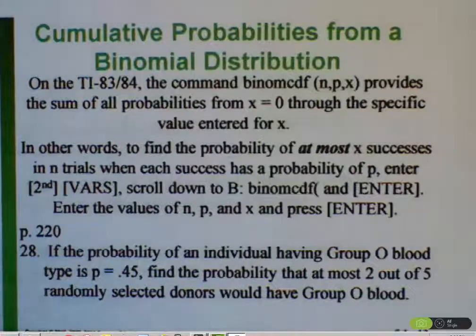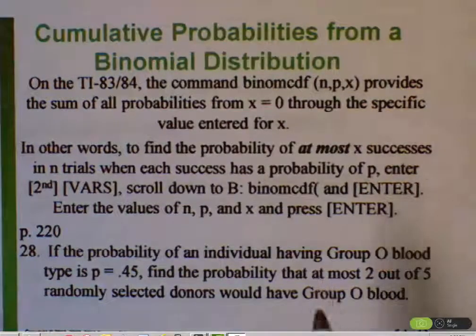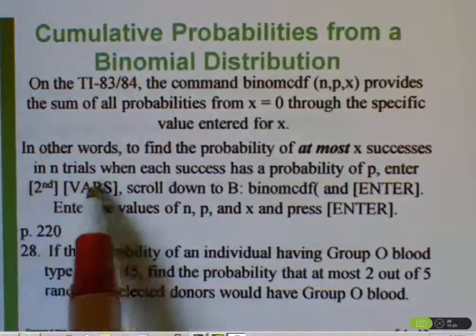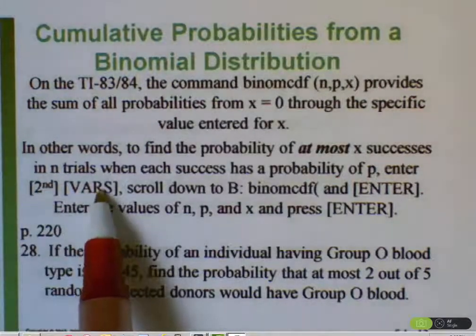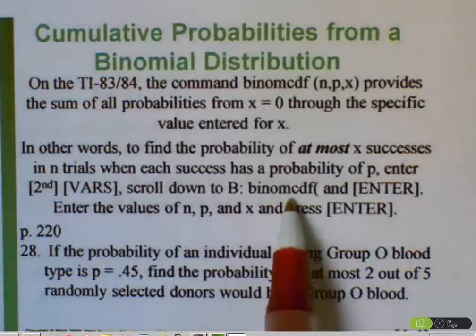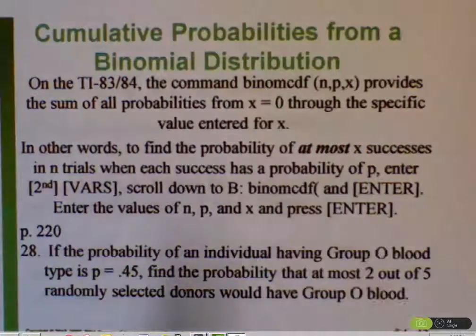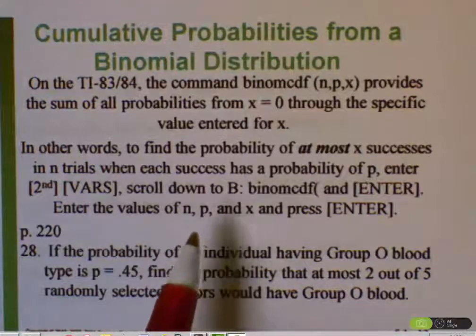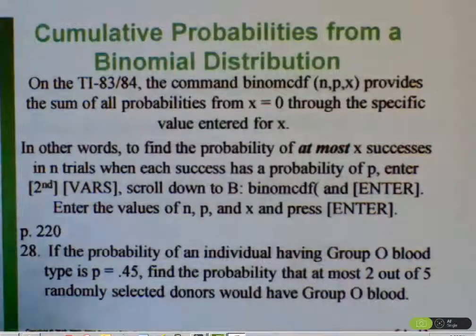In other words, to find the probability of at most X successes in N trials, if each success has a probability of P, go to second and VARS, that's the distribution menu again, scroll down to B, which has binomial CDF, and then press enter. After you enter the values of N, comma, P, comma, and X, press enter again.